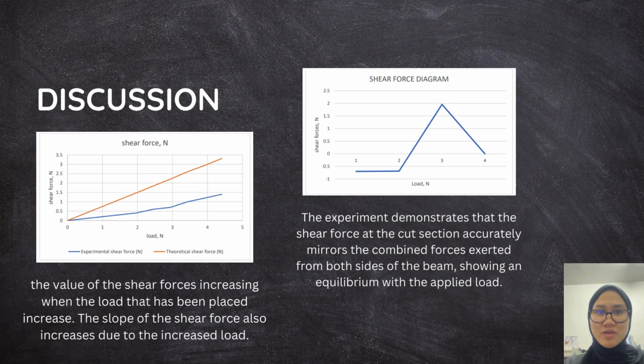Discussion. For part 1, the value of shear force increases when the load that has been placed increases. The slope of the shear force also increased due to the increased load. For part 2, the experiment demonstrates that the shear force at the cut section accurately mirrors the combined force exerted from both sides of the beam, showing an equilibrium with the applied load.